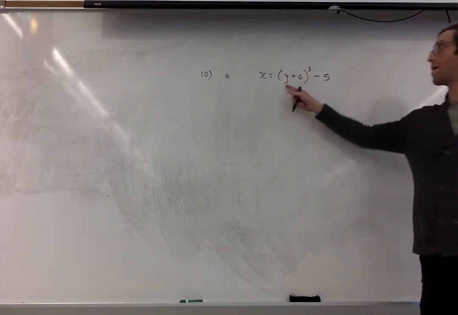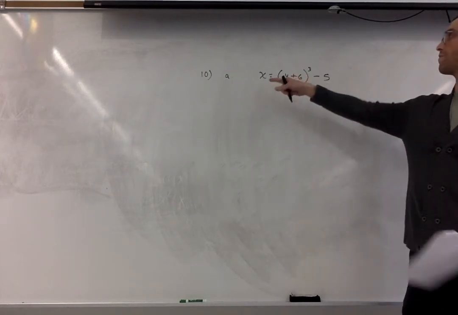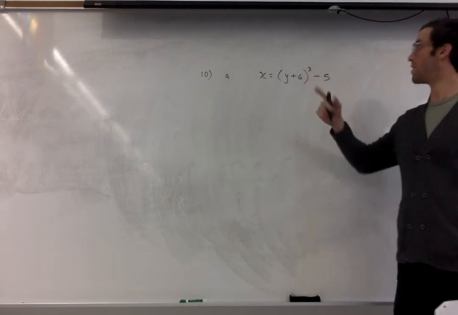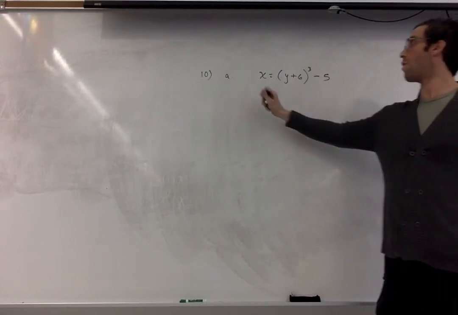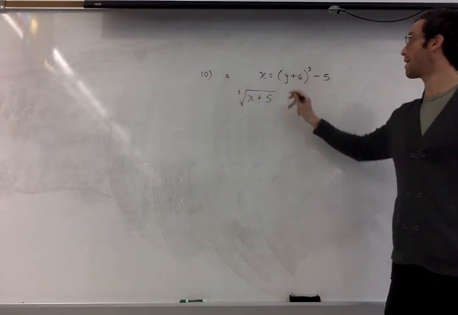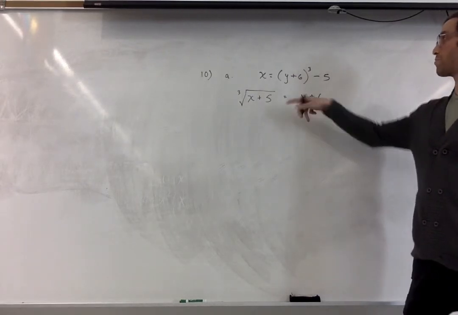Just get y by itself. So that's going to be doing PEMDAS in the reverse order. Add 5, cube root, and then subtract 6, and we're finished. Add 5, then take the cube root. So all of the x plus 5 is going to be under the cube root, right? All of that. Right? And then subtract 6, and we're done.